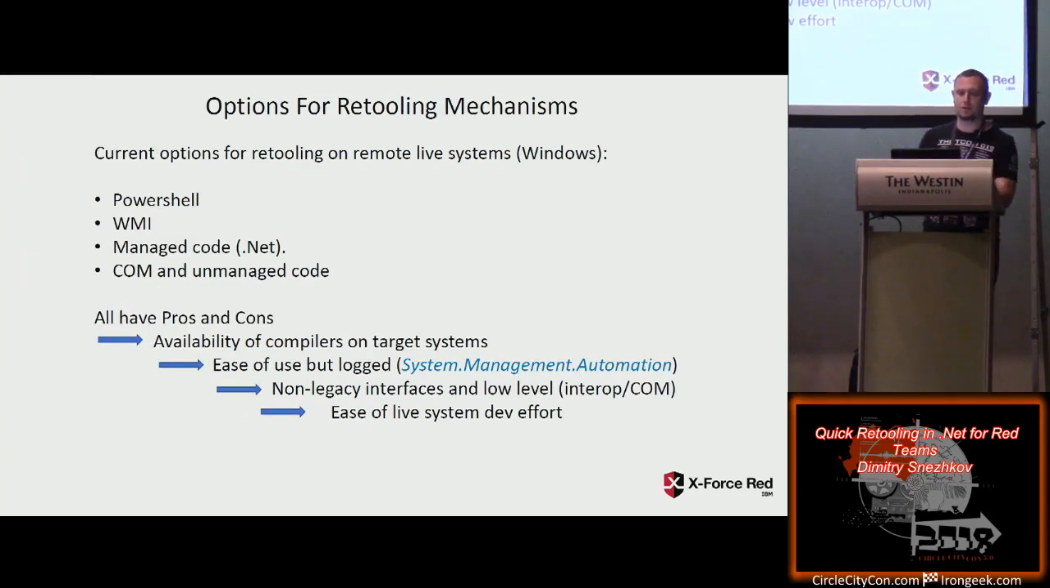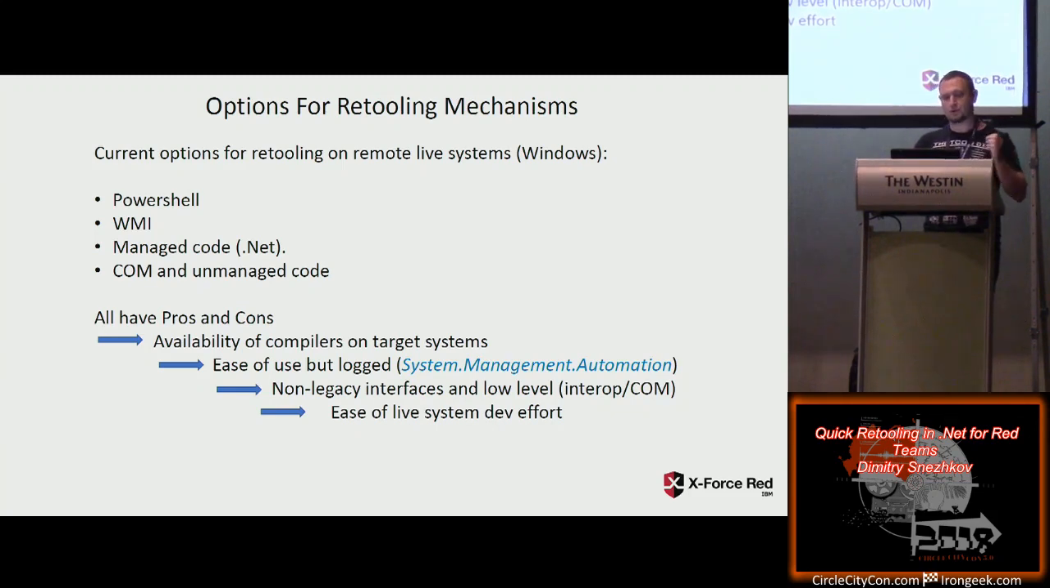Okay, so what are the current mechanisms for retooling? We've got PowerShell, great. We've got WMI. We also have unmanaged code and also managed code on the machine. All of them have pros and cons, right? It's sort of like pick your poison. And so for our discussion, we're going to actually work at the .NET level. There are different pros and cons for every method here.